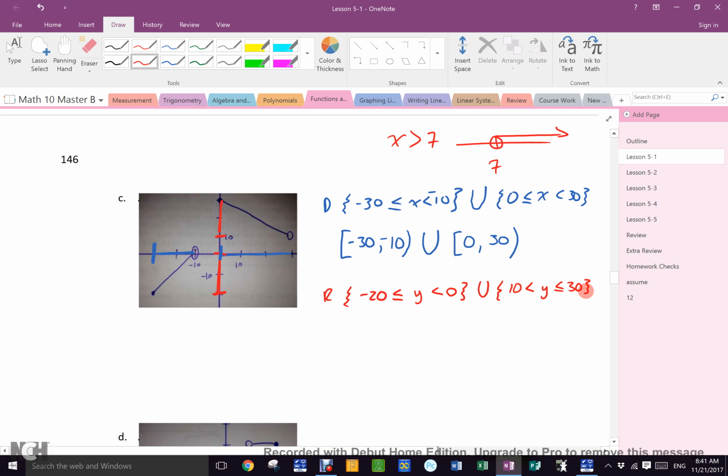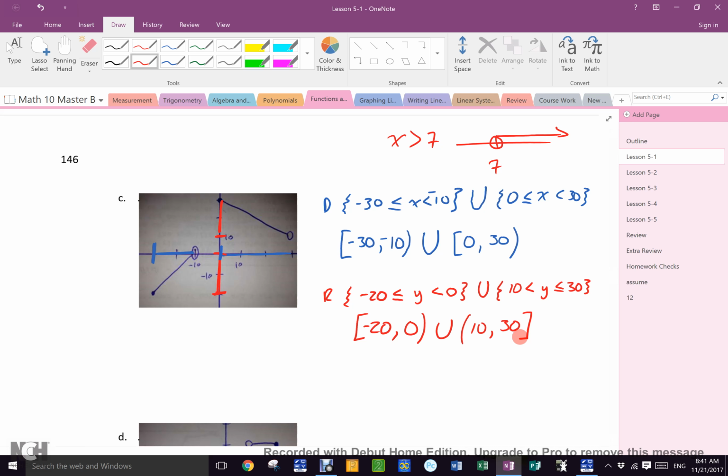Squiggly bracket. Now how do I put that in interval form? Did I hit negative 20? So I put what kind of bracket? Square. Did I hit 0? No. So what kind of bracket? Curve. Union. Did I hit 10? No. Curve. Up to 30. Did I hit 30? So square. Is everybody cool? Yeah?